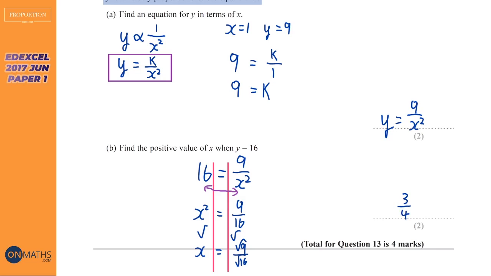Now, either of those could have been negative, so it could have been negative 3 over 4. But the question says find the positive value, so it's just 3/4. Otherwise, it would be 3/4 and minus 3/4.